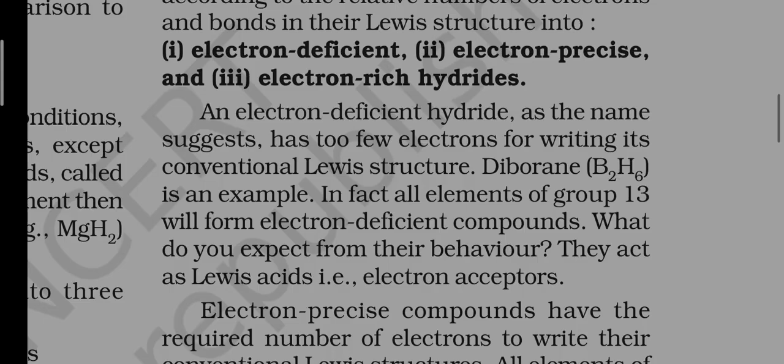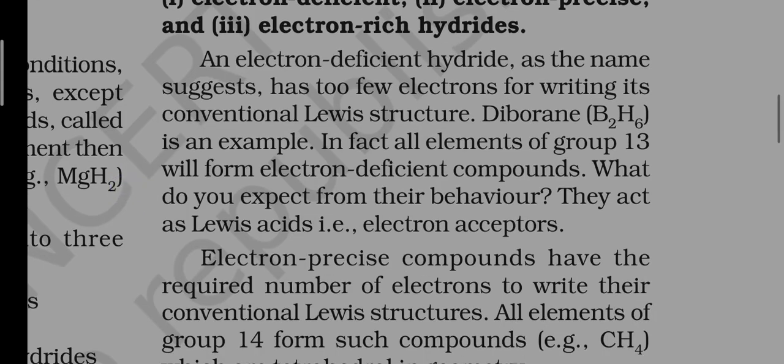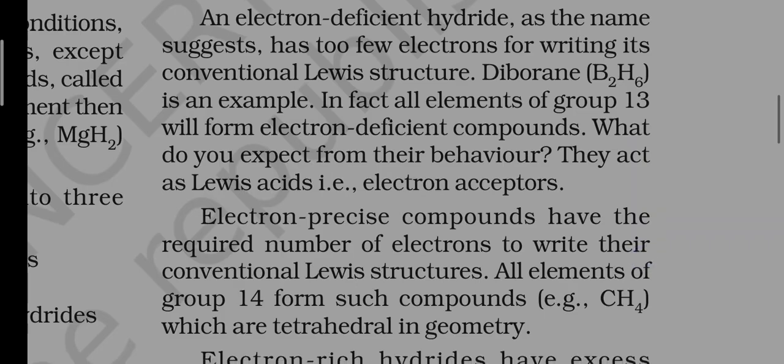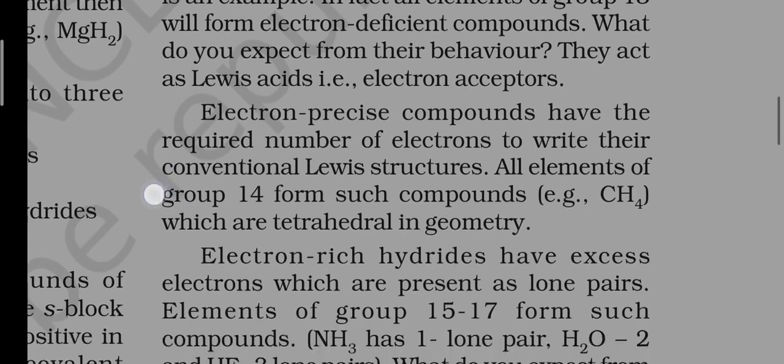An electron deficient hydride, as the name suggests, has too few electrons for writing its conventional Lewis structure. Diborane, B2H6, is an example. In fact, all elements of group 13 will form electron deficient compounds. What do you expect from their behavior? They act as Lewis acids, that is, electron acceptors.